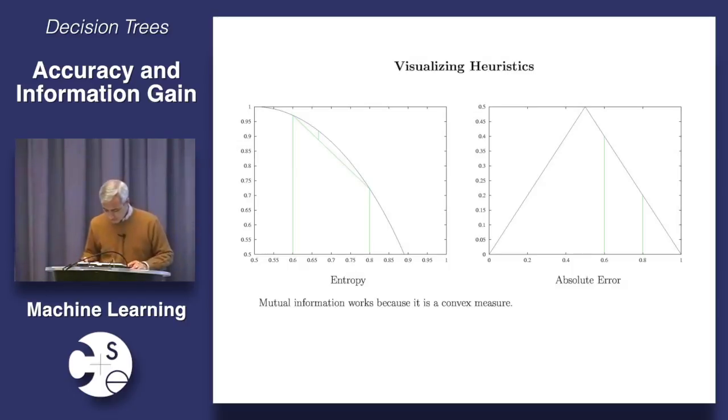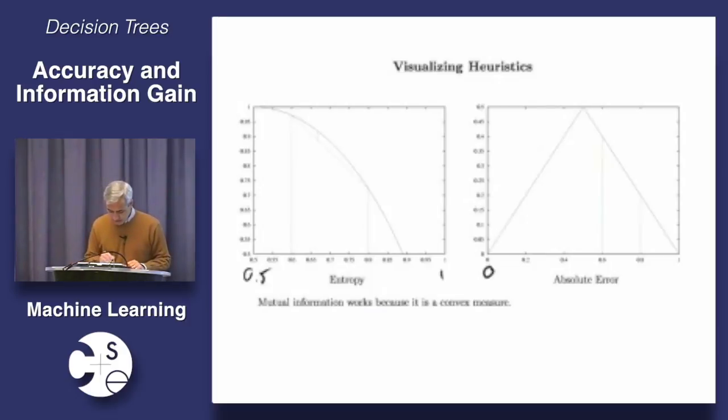Okay. So here's my probability of the class, spam or not spam or whatever, right? Here I have from 0.5 to 1 because I've kind of zoomed in, and here I have from 0 to 1, right? So this is the absolute error, and here's what the curve of the absolute error looks like. It starts at 0, obviously, because if everything is of one class, there's no error. And then it's a straight line, because it just goes up proportionally to the probability.